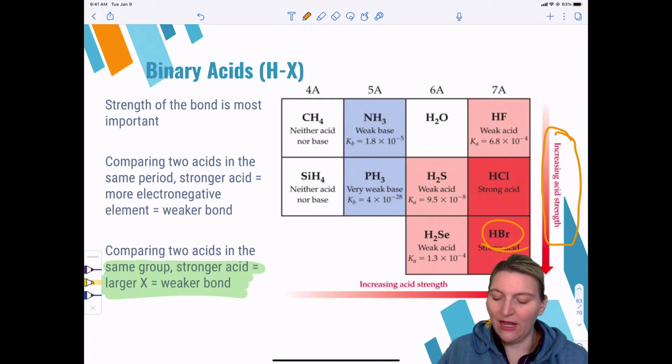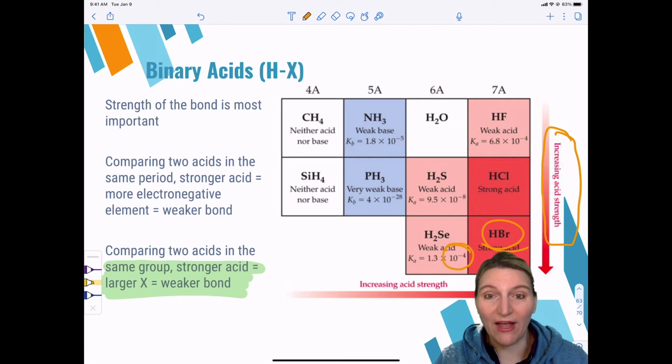Why is hydrogen selenide, that would be the name for this, stronger than hydrogen sulfide? Because selenium is a larger atom.